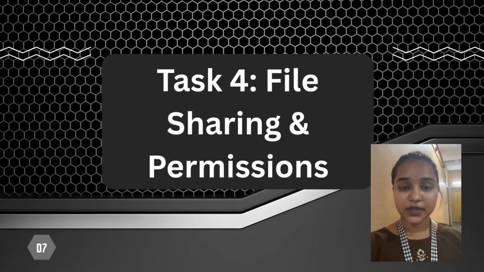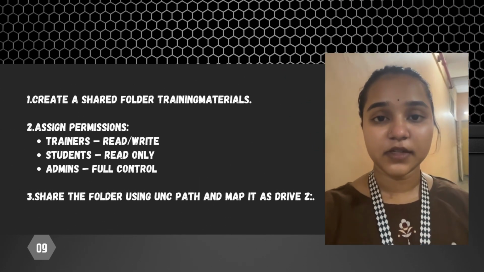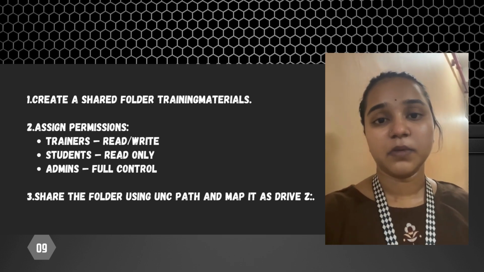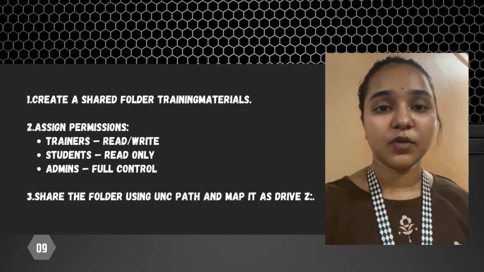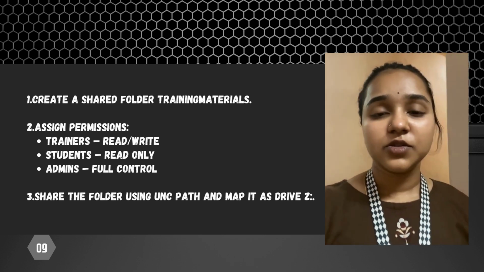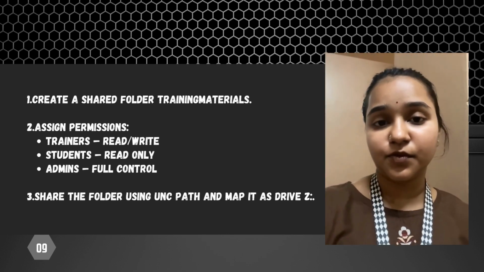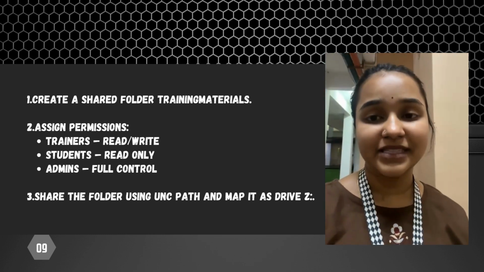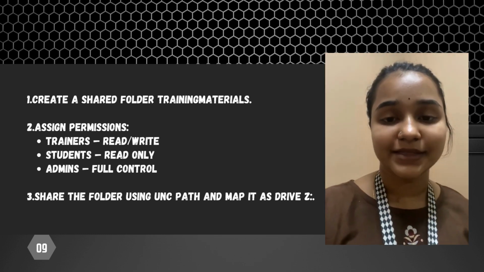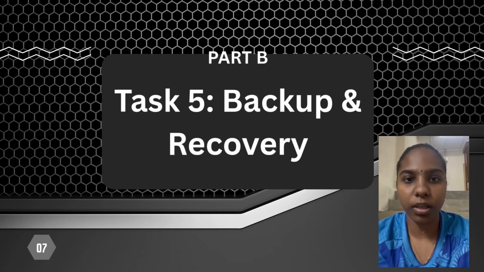The final configuration task was file sharing and permissions. We created a shared folder named training materials. The ethical core of this task was assigning permissions correctly. We followed the principle of least privilege, meaning users only get the access they absolutely need. So the trainers got read only, and only admins were granted full control. Then we made the folder available over the network using a UNC path and also mapped it as a network drive for ease of access.